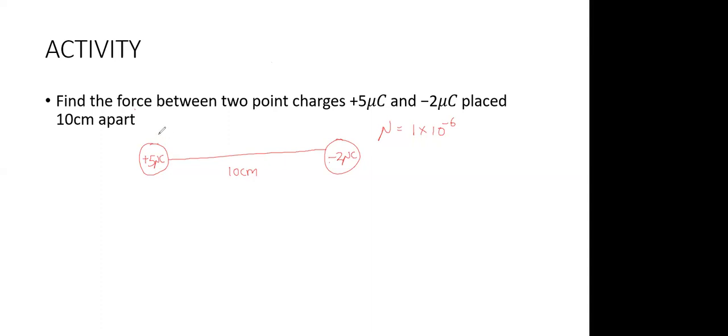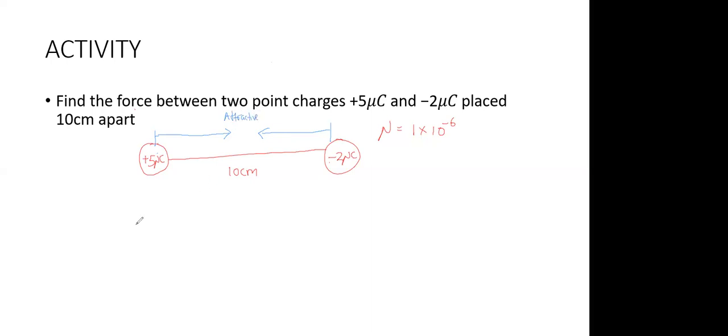So I'm going to draw my arrows. One of the arrows is going to point this side. Another one is going to be pointing this side. This arrow pointing this side is showing me that this positive 5 is going to be attracted to the negative 2. So they are going to have an attractive force between the two. That one is very important.